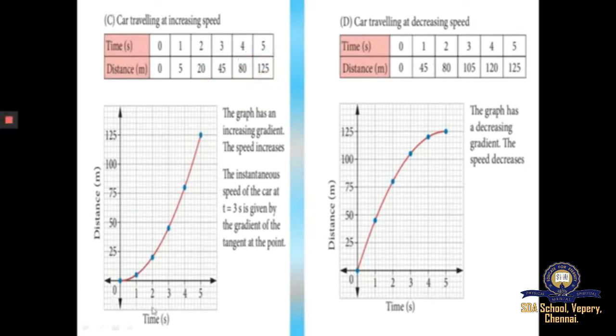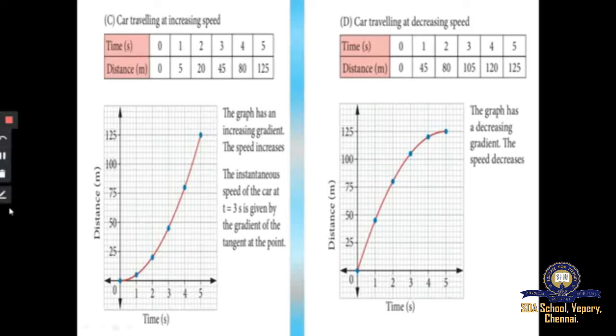A graph is plotted by taking time on the x-axis and distance on the y-axis, using the given information. From the graph we can see that it has an increasing gradient. The speed increases, so the graph has an increasing gradient.